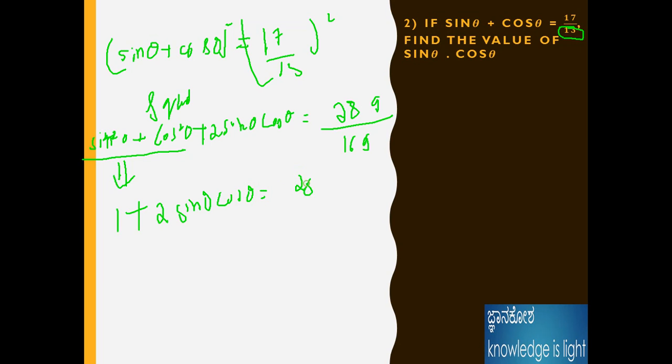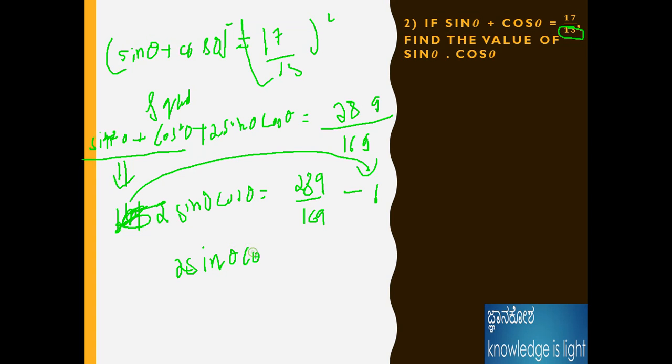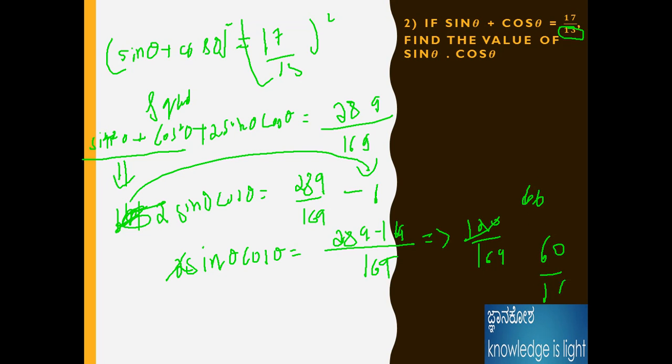This is the long method. I am showing the shortcut method as well. Shifting the 1 from here to there, minus 1 is coming. Therefore 2 sin theta cos theta is equal to 289 minus 169 by 169, with 169 as the LCM. Subtracting, 289 minus 169 is 120 by 169. Because 2 is present, we divide, therefore the answer is 60 by 169.